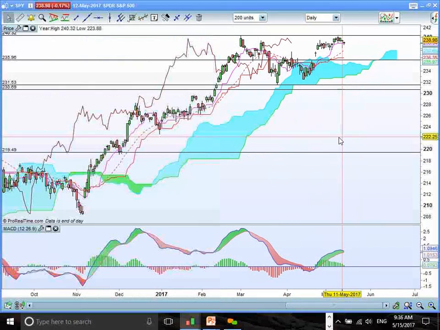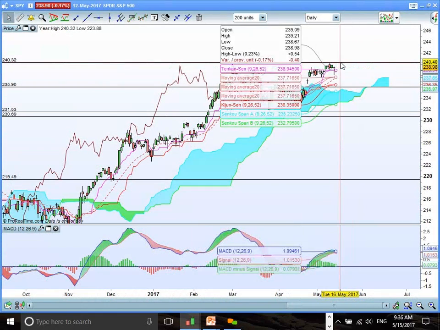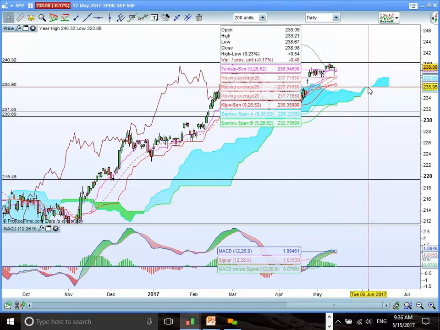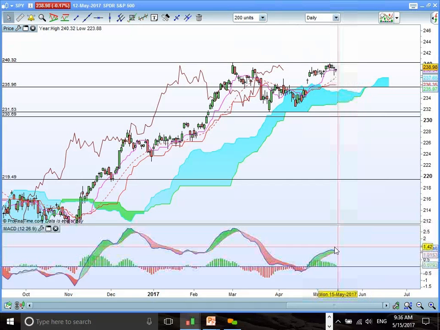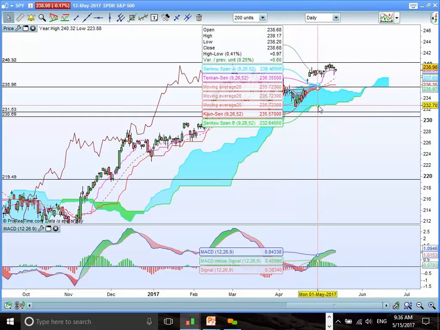And back to the S&P. So watching very closely this week to see if it's going to break past this 240.32 high. If not, we could see further downside to the cloud chart support level of 235. Watching very closely to see when this MACD is going to give us a signal as well. But so far, we had a nice little trade here from a MACD buy perspective when it rebounded from support within the cloud.